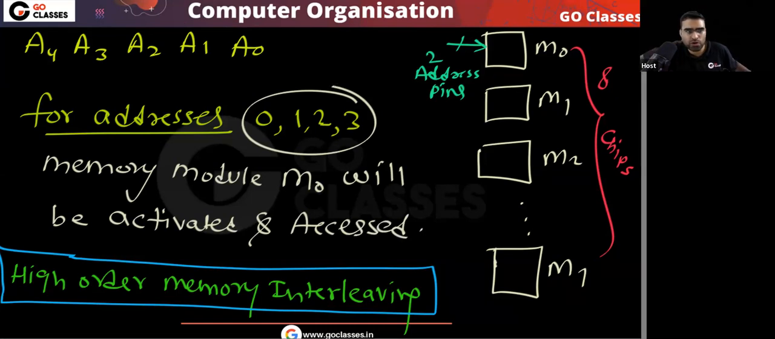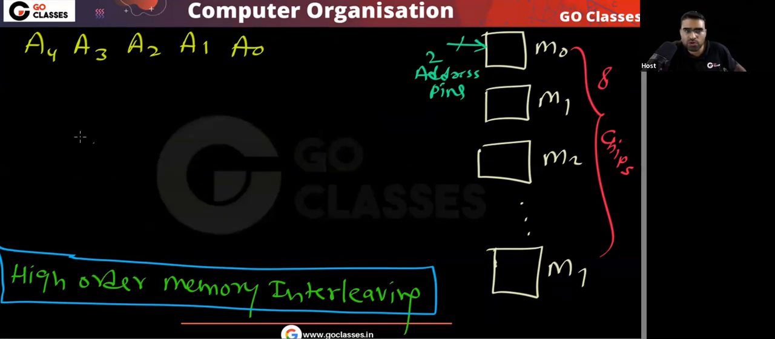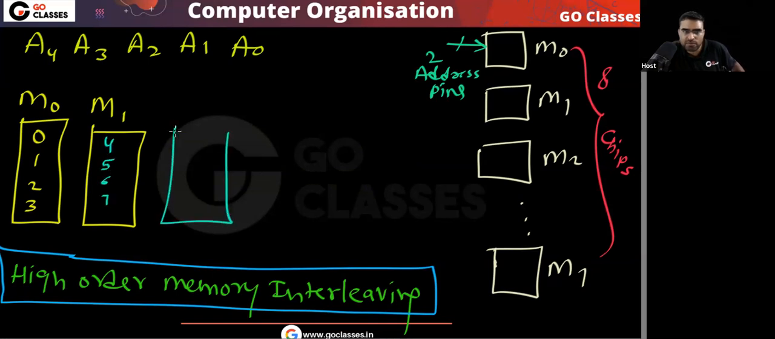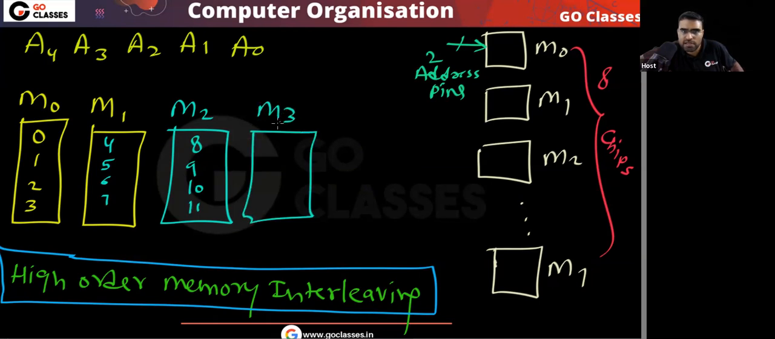So they can ask you for any module. What about the next module? Remember, in AM0 these addresses are there: 0, 1, 2, 3. In AM1, what addresses will be there? In AM1, there will be 4, 5, 6, 7. In AM2, there will be 8, 9, 10, 11. In AM3, there will be 12, 13, 14, 15, and so on.